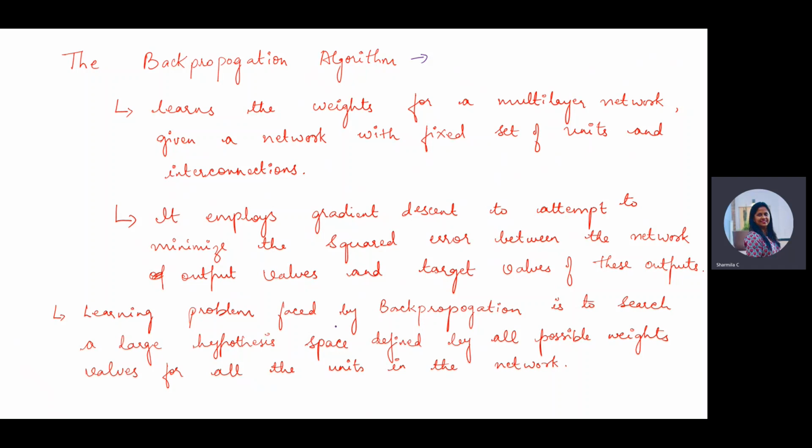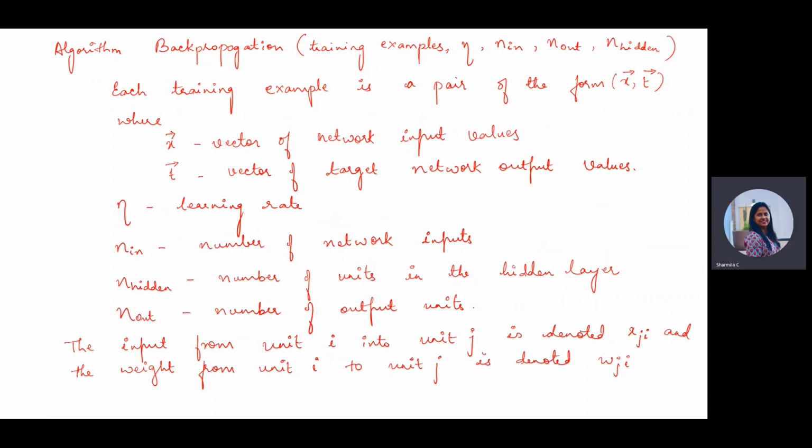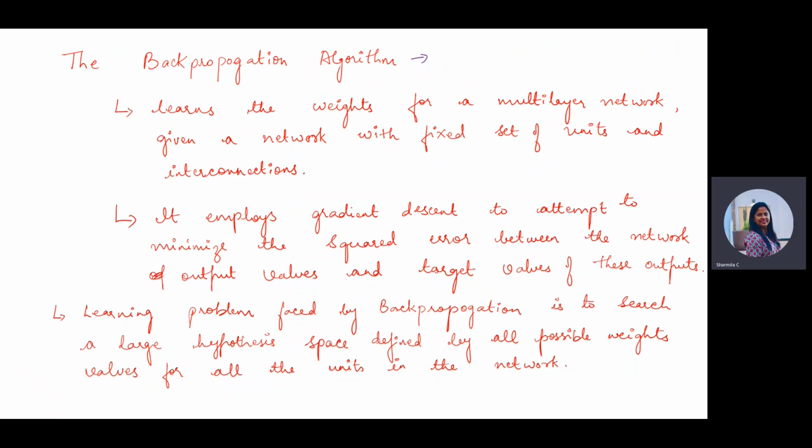The problem faced by backpropagation is to search a large hypothesis space defined by all possible weight values for all the units in the network. Before we consider the backpropagation algorithm, here is how we learn the weights: first, we perform the forward pass.